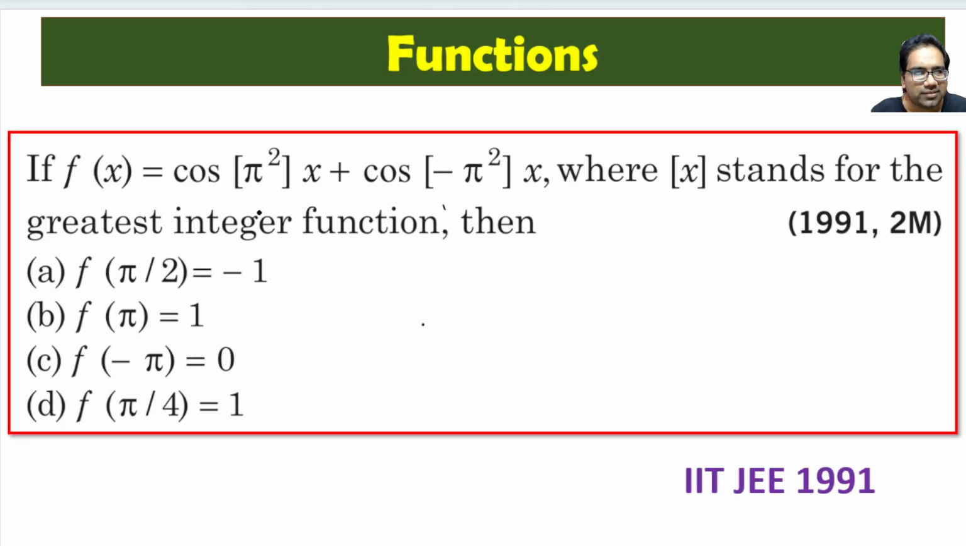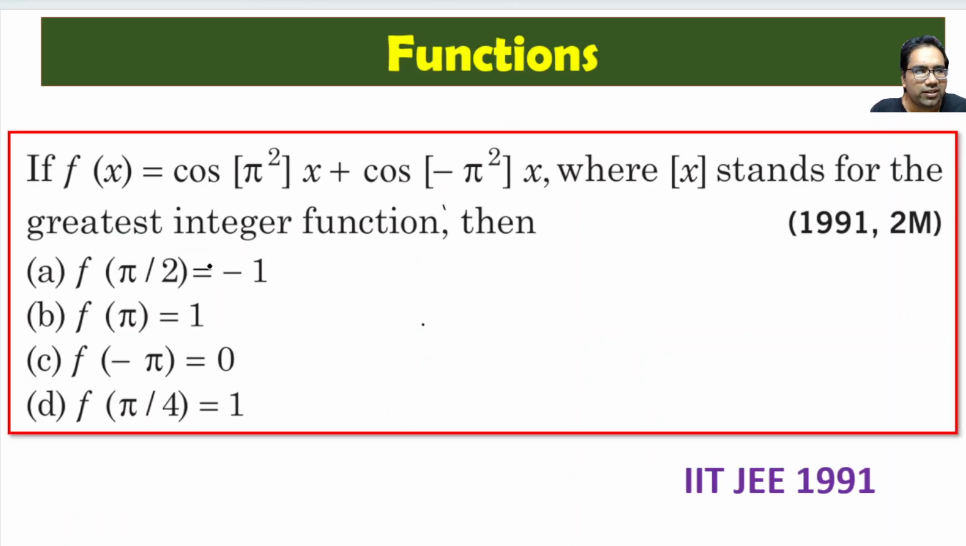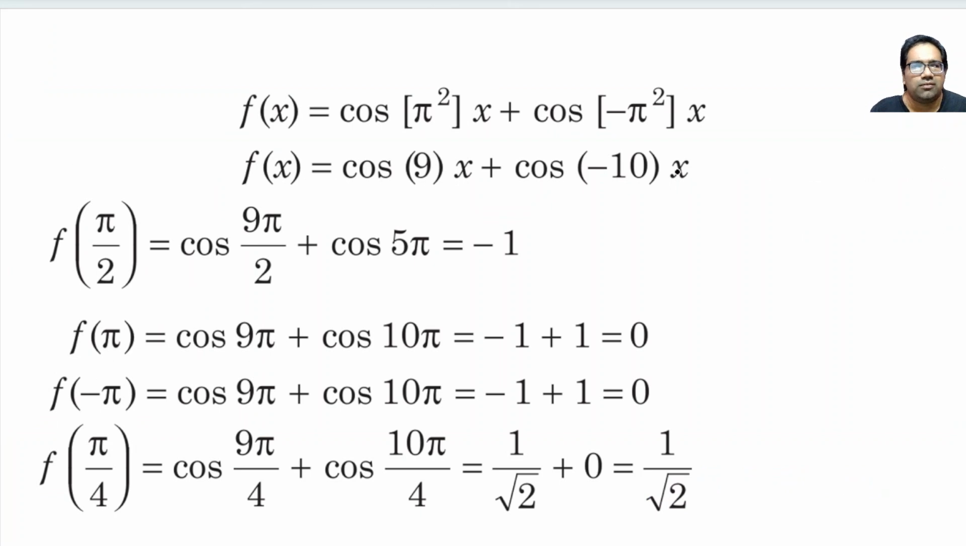Now, this function is equal to cos of 9x plus cos of 10x, okay? Cos of minus pi square is actually equal to cos of minus 10x, which is nothing but cos of 10x. Now we are given these four values: f of pi by 2, f of pi, f of minus pi, f of pi by 4. Let us calculate all four and see which one is right. We have to calculate cos 9x plus cos 10x.